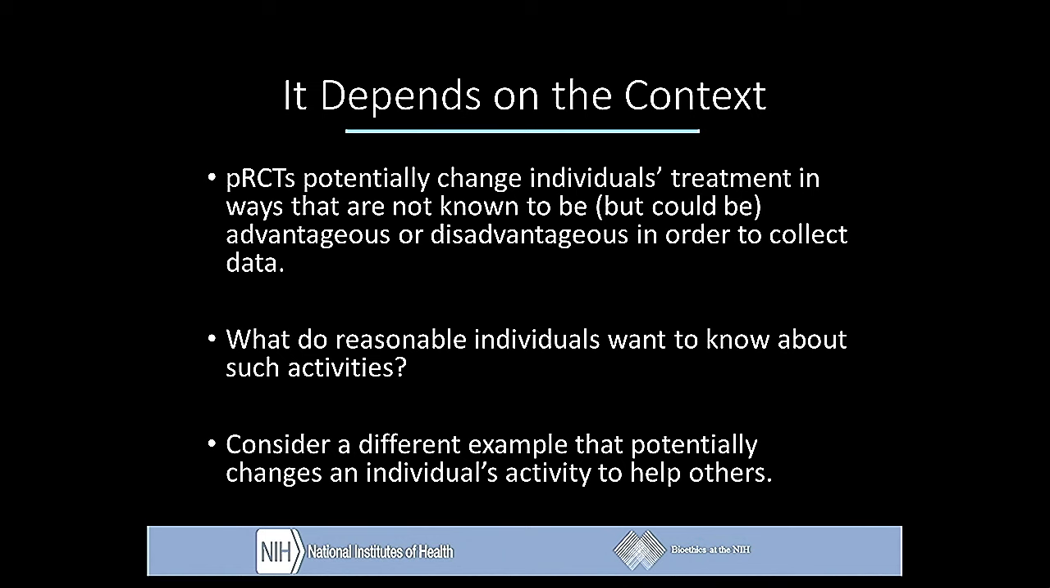And again, it depends a lot on the context. So what is the context here? The example I have is, we have two different standard interventions. We don't know which one is better. One could be better or worse. So being in the trial and being randomized might be better for you. It might be worse for you. It might not make a difference for you. What does a reasonable person want to know in that setting?